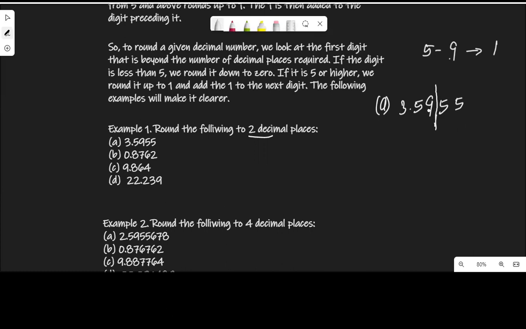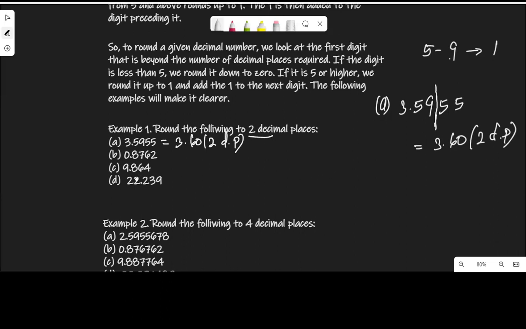I can't write 10 there, that means I need to shift 1 to this place, which is 6. So this number to 2 decimal places is 3.60, in brackets 2 decimal places. So that is the answer, 3.60 to 2 decimal places. That is that for question A.